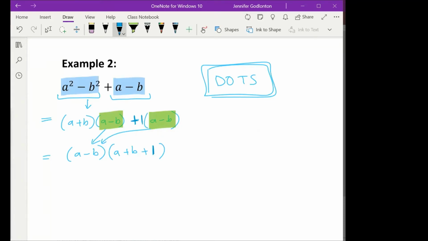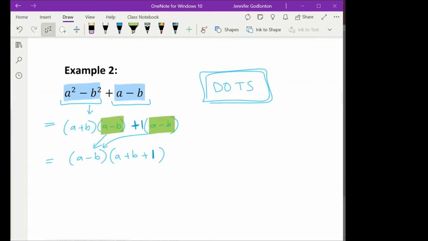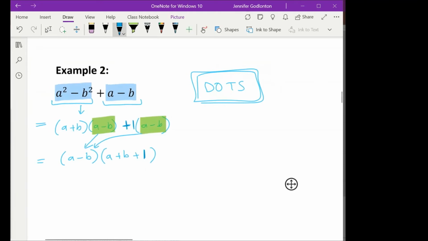Ma'am, I'm confused. Okay, where are you getting confused, sweetheart? From the part where you said we don't take out the highest common factor. Okay, so let's write another one like this.